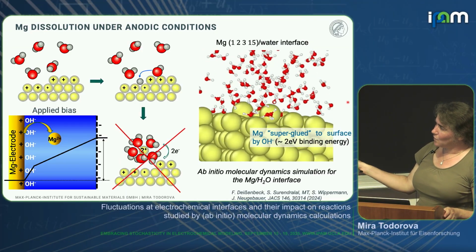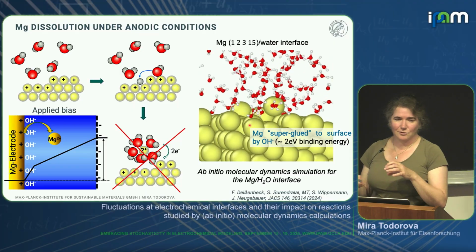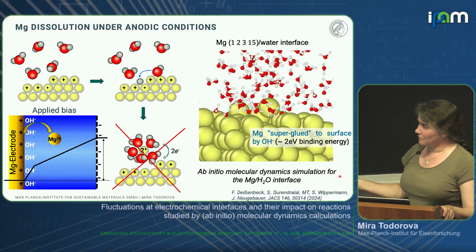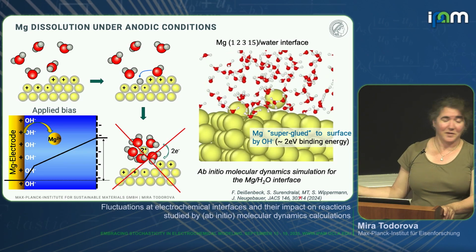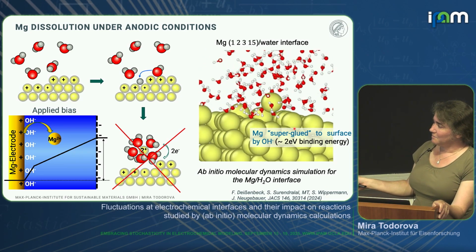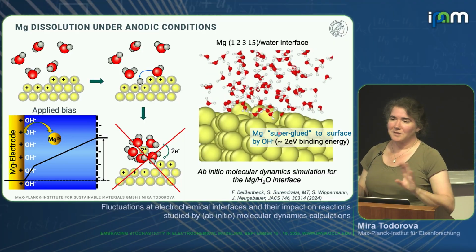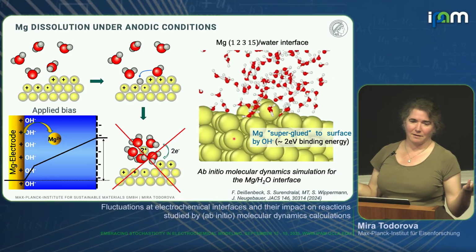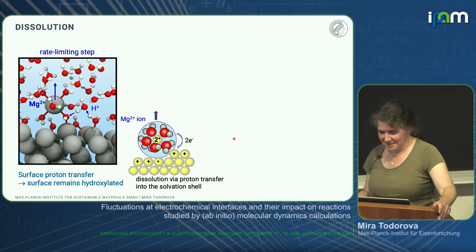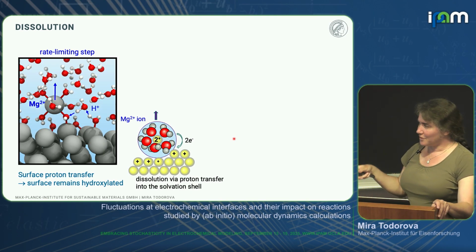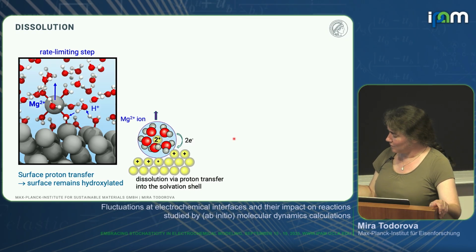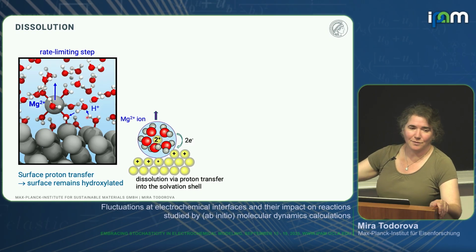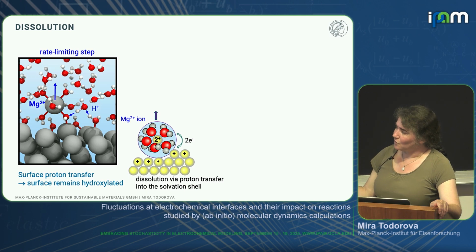Basically this OH glues the magnesium to the surface, and we tried to drag it out in order to see how strong it is. It has a binding energy of 2 eV. So it's really super stable, and it is happy. It has almost its full solvation shell, and it just doesn't want to go away. So what are the two mechanisms by which this magnesium can go into solution? Basically it boils down to making this OH into a water molecule so that it's no longer anchoring the magnesium to the surface, and then the magnesium goes away.